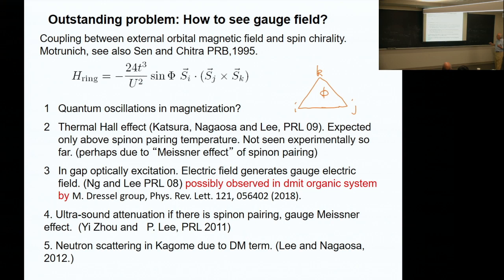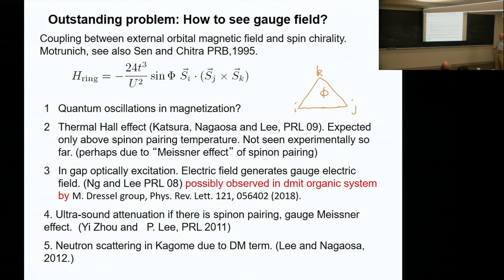So there's some very nice idea by Motrunich, who says that an external magnetic field can induce a gauge magnetic field, right? Because by symmetry it is allowed, and in practice it is allowed. And the spinon sees a gauge magnetic field, so there should be quantum oscillations. So if you measure magnetization, there should be these quantum oscillations. Well, this has been looked for, I have not seen it, unfortunately.